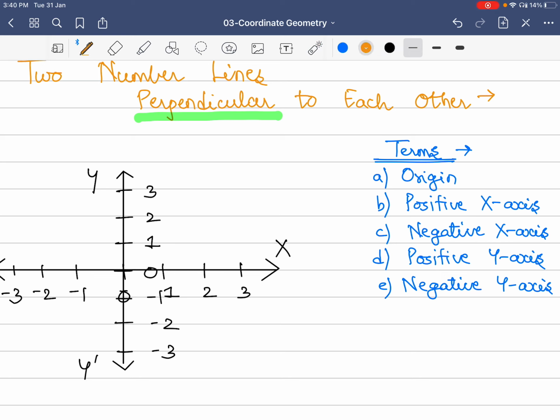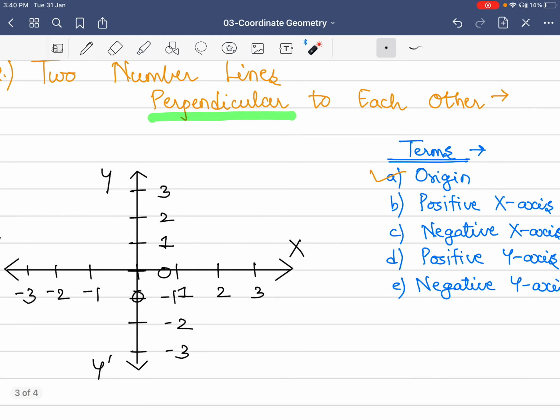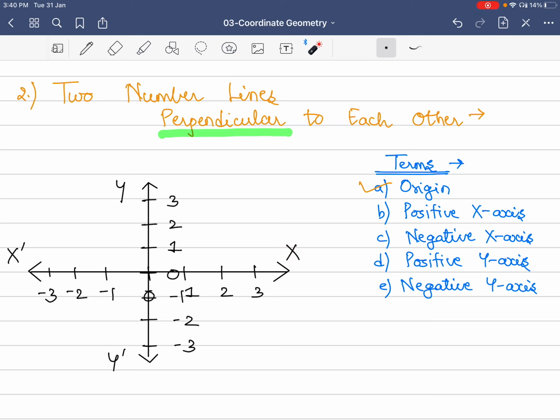Quite simple. Okay. So I'm just going to mark a tick mark. Now the next term is positive x-axis. So as you can see, let's move it a bit here. So this is our x-axis, x dash and x-axis. So this is the positive part of the x-axis because it consists of positive numbers, and this is the negative part of the x-axis because it contains negative numbers. Quite simple and straightforward.